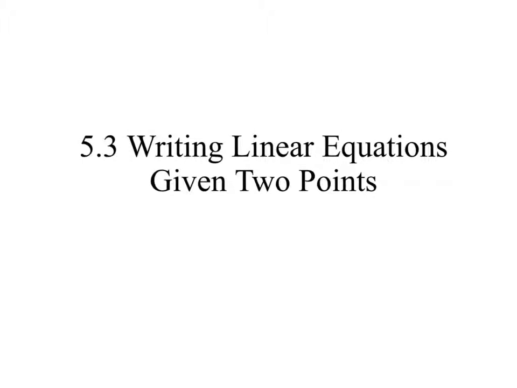All right, today we are going to be talking about writing linear equations given 2 points. Last lesson we talked about 5.2, when you were using the point slope form. Again, you're going to use this formula, okay? But this time I'm going to give you 2 points and not a slope. We'll see if you can decipher that quick now.